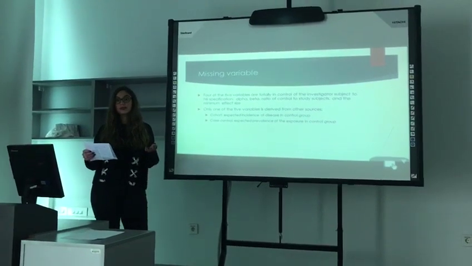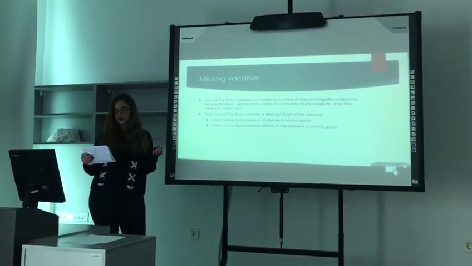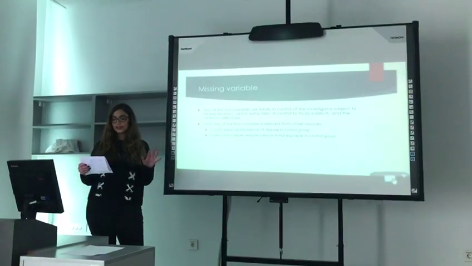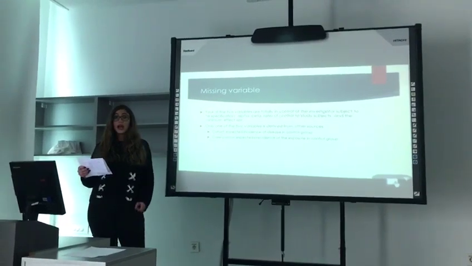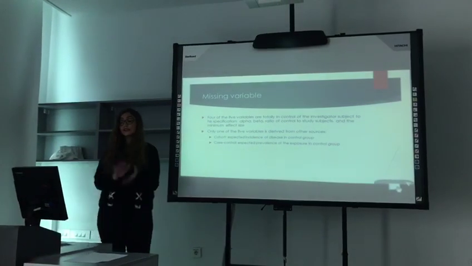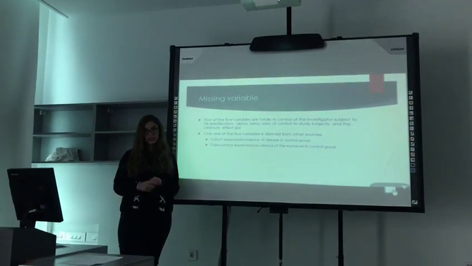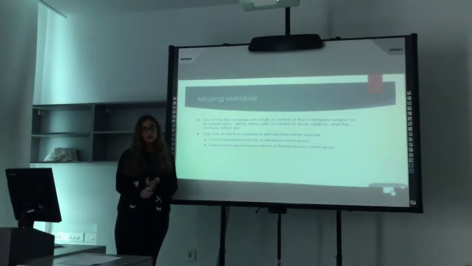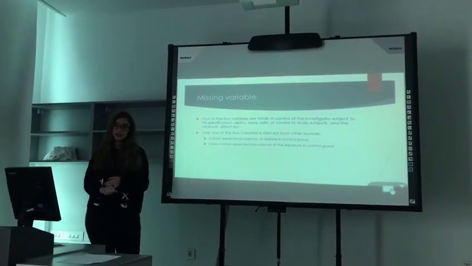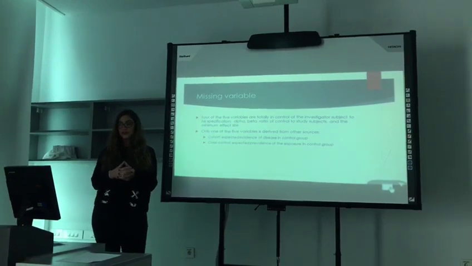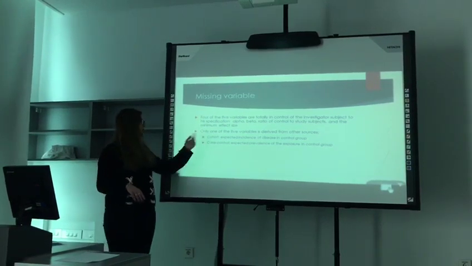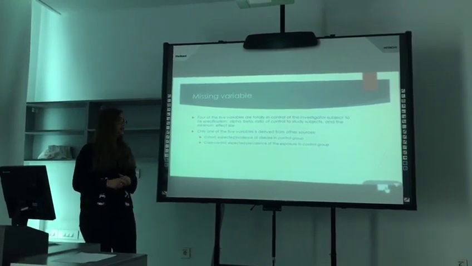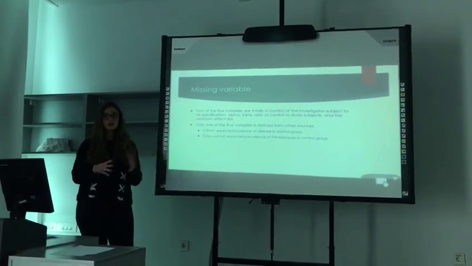In the above discussions about the sample size calculations in cohort and case control designs, we assume that one is able to obtain info on each of the 5 variables that factor into the sample size calculation. Is that in fact realistic? 4 of the 5 variables are totally in the control of the investigator, subject to his specifications, which are the alpha, the beta, the ratio of control to study subjects, and the minimum effect size. However, only one of the 5 variables is derived from other sources. In cohort studies, it is the expected incidence of disease in the control group, and in case control, it is the expected prevalence of the exposure in the control group.